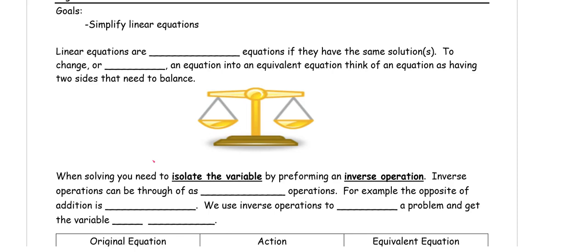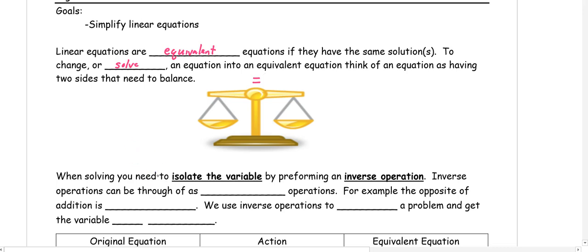This video is about simplifying linear equations. So remember that linear equations are equivalent equations if they have the same solutions. So to change or solve an equation into an equivalent equation, think of an equation as having two sides that need to balance. So there's an equal sign, and there's a left and a right side. Think about a scale: whatever we do to one side of the scale, we have to do to the other so that it stays balanced.